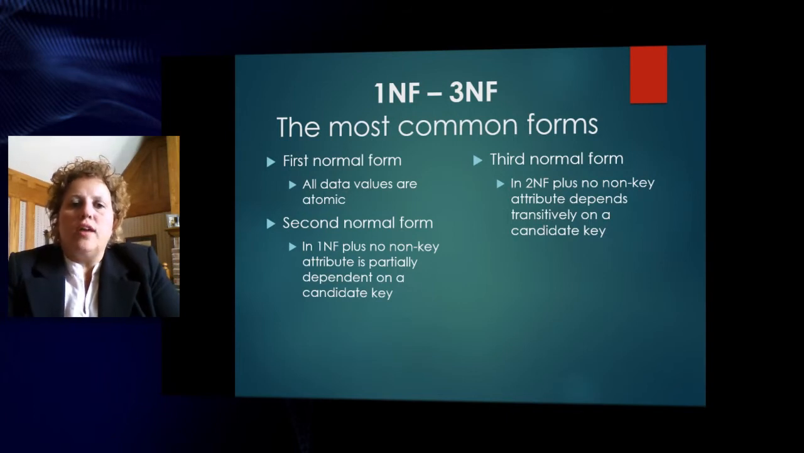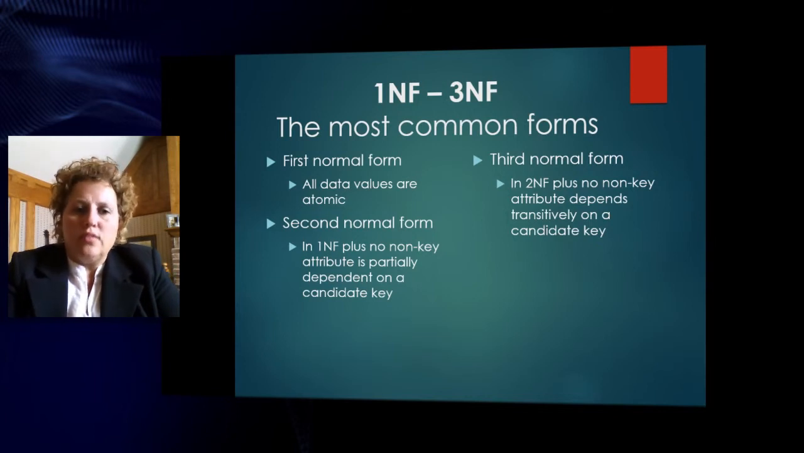So these are progressive rules that build on one another, progressive processes, starting with first normal form to third. Third normal form is, again, in progressive order, a second normal form table or database plus the fact that no non-key attributes depend transitively on a candidate key.